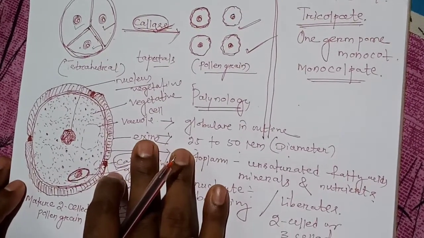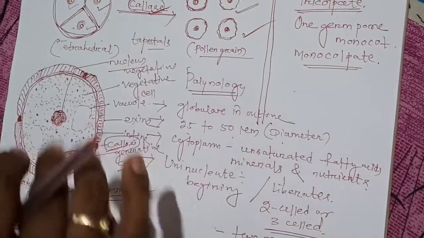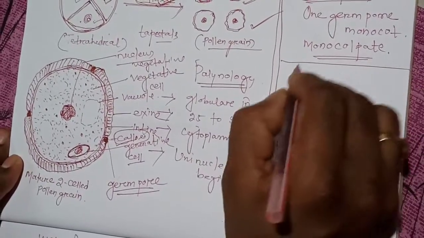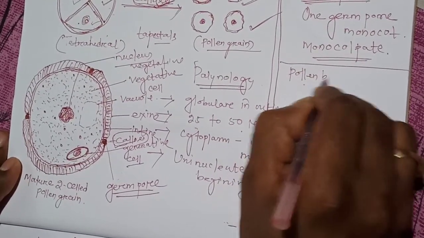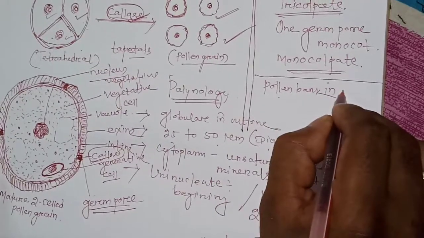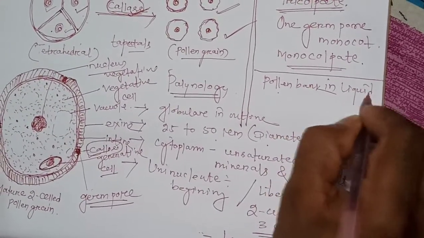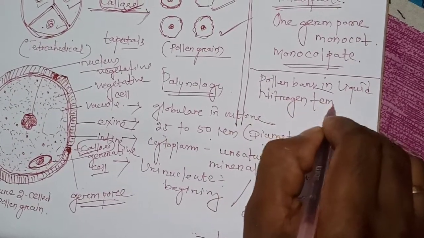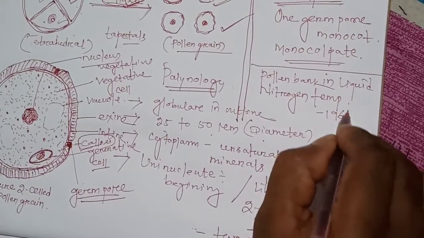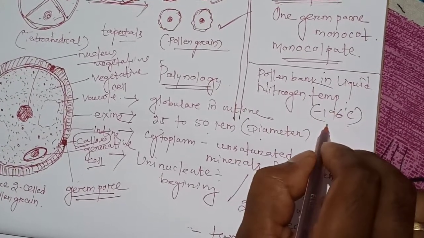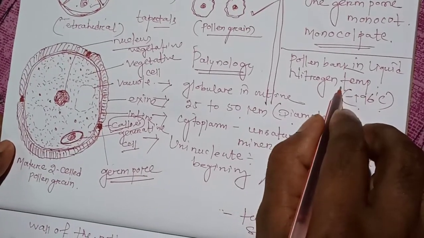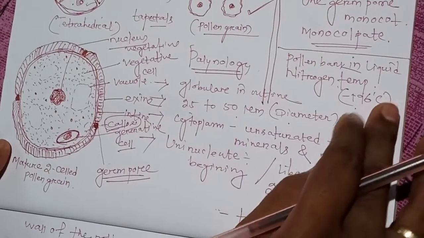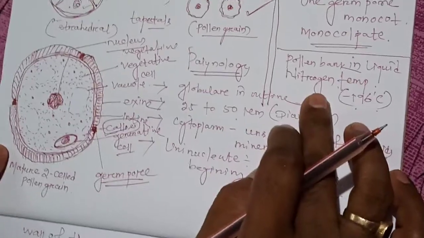Now I will talk about various other aspects. The pollen grain can be stored in a pollen bank at liquid nitrogen temperature, that is at about minus 196 degrees Celsius. This process is known as cryopreservation, so that the pollen grains can later be used in plant breeding programs.